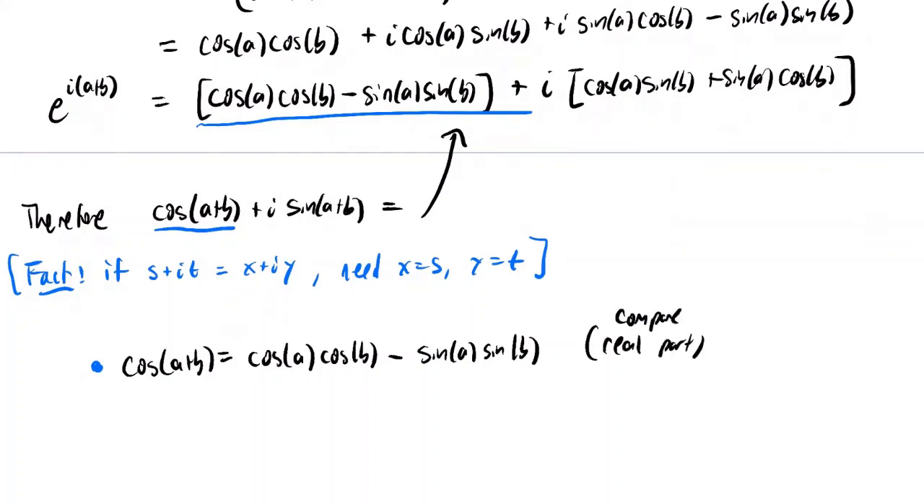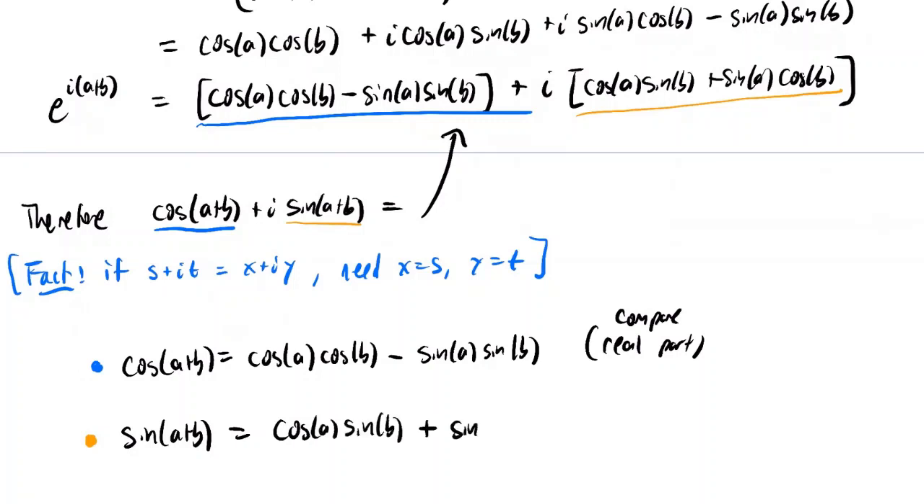On the other hand, if I compare the imaginary parts, well, on the left-hand side, I have sine of a plus b, and on the right-hand side, I have this other term. And so if I compare these terms, they have to be equal. So this tells me that sine of a plus b has to equal cosine of a sine b plus sine a cosine of b. Right, so this is from comparing the imaginary part.